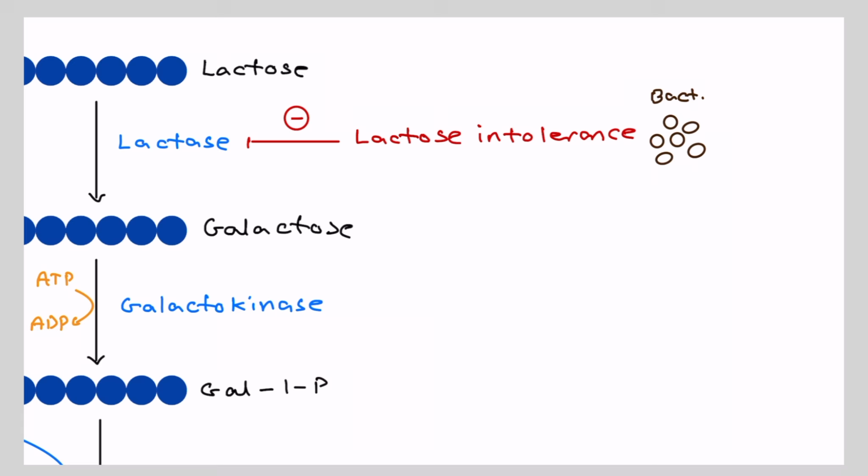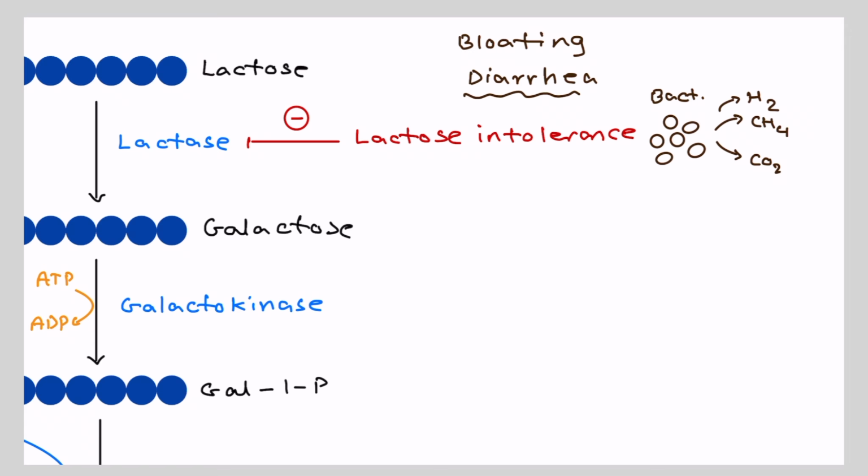They are going to metabolize this lactose and they are going to produce a lot of gases, which includes hydrogen, which includes methane, which includes carbon dioxide. So all of these gases getting released here is going to end up giving you symptoms of bloating, of flatulence, abdominal pain, and diarrhea. So the symptoms are going to be of bloating, of diarrhea, and abdominal pain. So these are going to be symptoms of lactose intolerance.